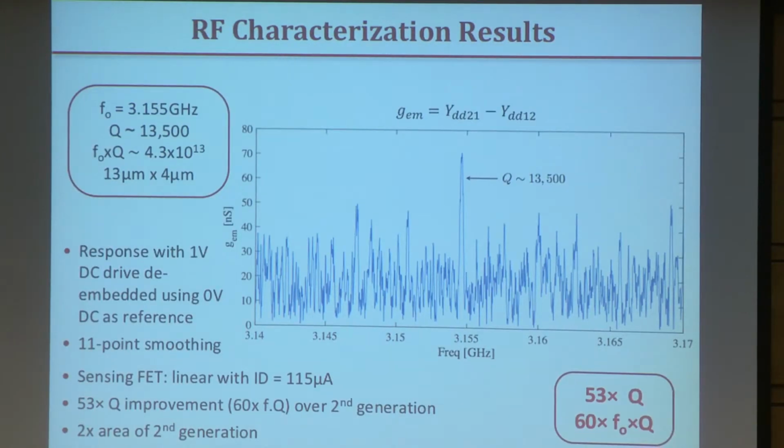And when we measured these devices, I got a quality factor of 13,500, which is very impressive. This is 33 times better than the previous generation. And of course, the product f0·Q is 4.3 times 10 to the 13. That's almost record high, and the area is just 2 times bigger than the previous generation.